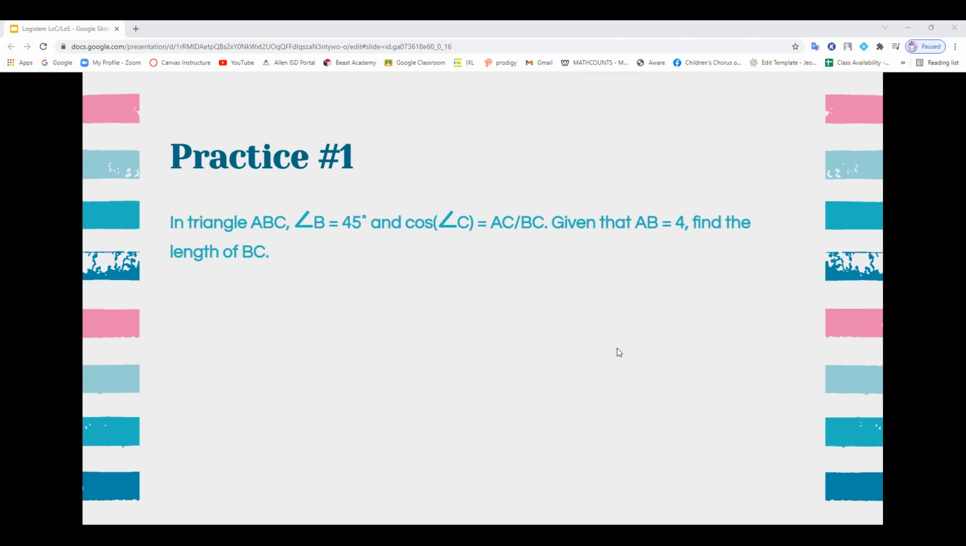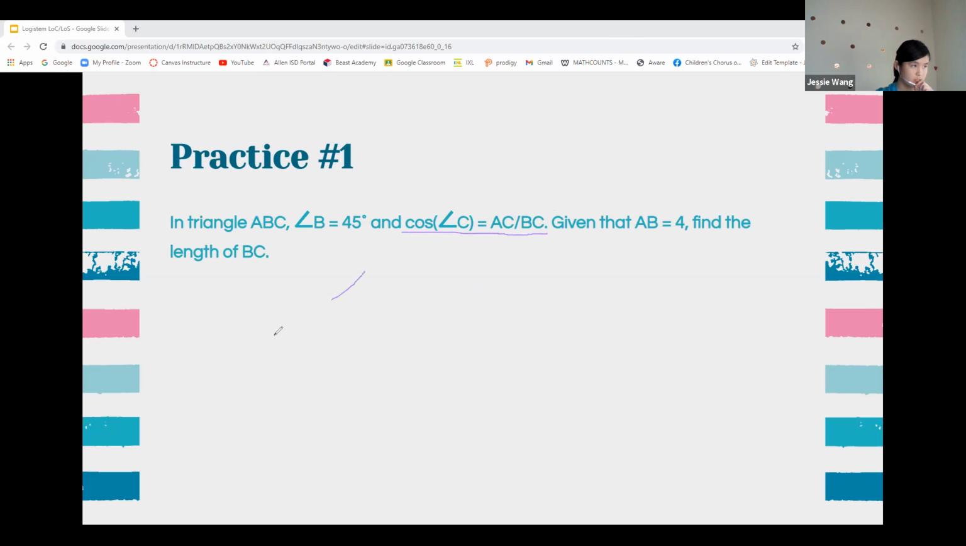All right, if anyone still needs some help, I'll just start on it right away. This one is pretty straightforward. The key in solving this one is this hint: cosine of angle C equals AC over BC. So if we draw a triangle and label it A, B, and C, actually, let me draw it on the other side. Okay, so if we have a triangle A, B, and C, we know that angle B is 45 degrees. And it tells you that cosine of angle C is equal to AC over BC.